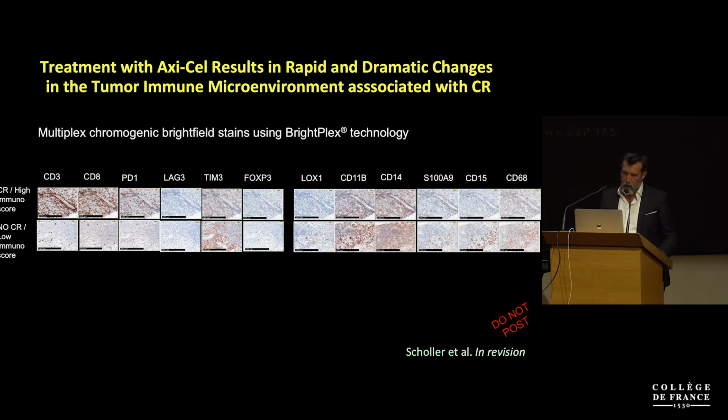We also look deeper at the immune cells and the phenotypes of the immune cells within the immune microenvironment. And you have here examples, but we have, of course, quantification on multiple patients, of a complete responder on top versus a patient that is not a complete responder at the bottom. And this is a multiplex chromogenic bright field, the BrightPlex technology, that allows on a single slide to quantify multiple markers and have a very precise phenotype, for example, here for the exhausted or the activated T cells or myeloid cells. And you can see already very important differences in the complete responders.